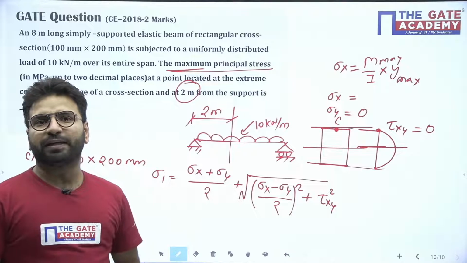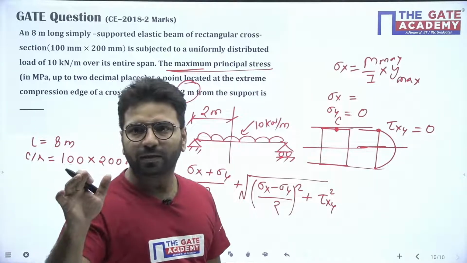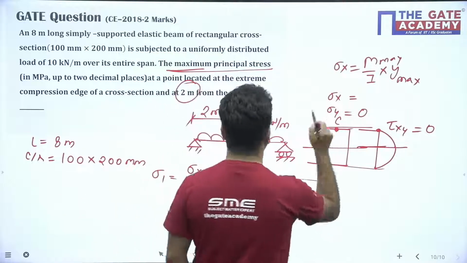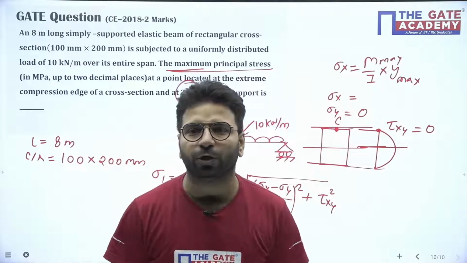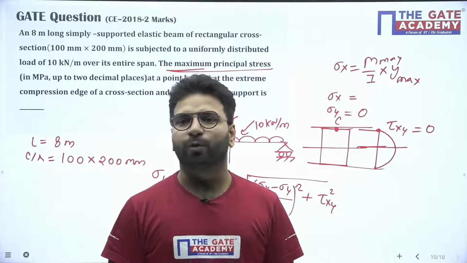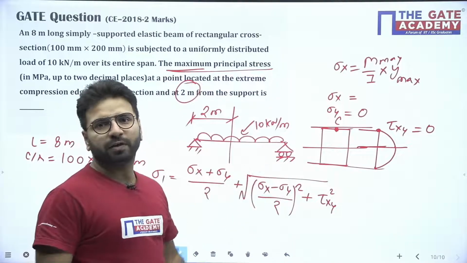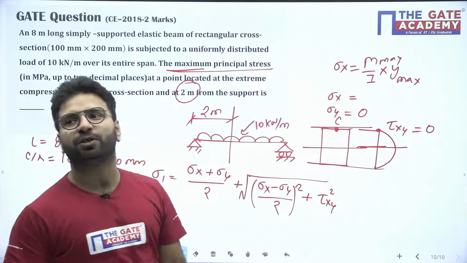But the thing is again, the shear stress distribution at the extreme fiber is 0. Okay, so you can calculate there. It will definitely be that the tau xy term will vanish, because at the extreme fiber the shear stress distribution is 0.